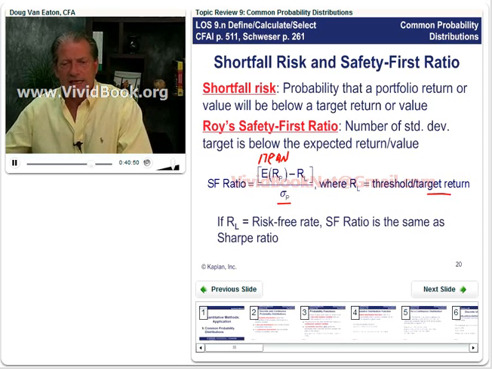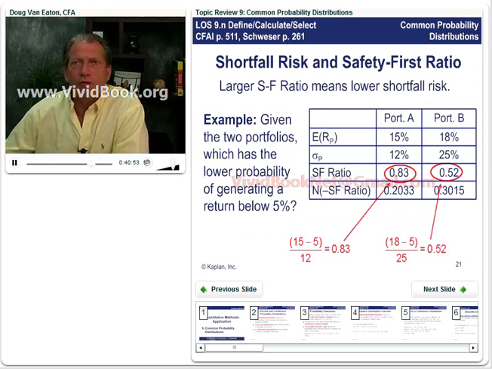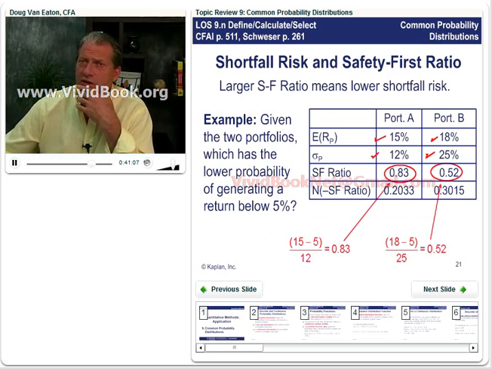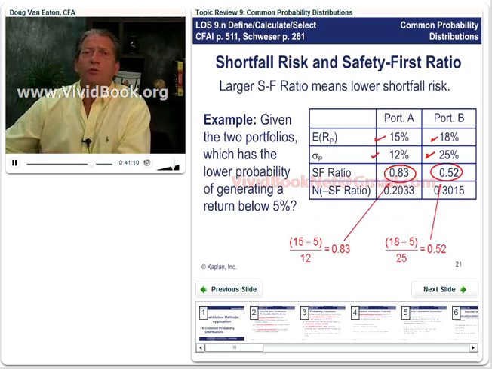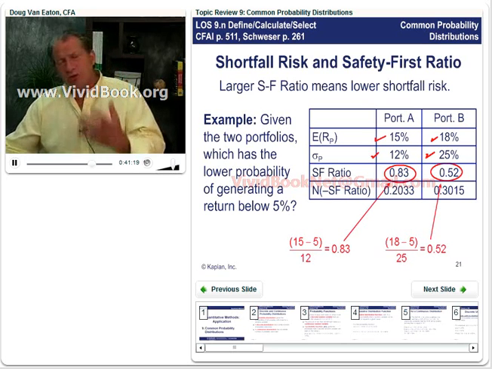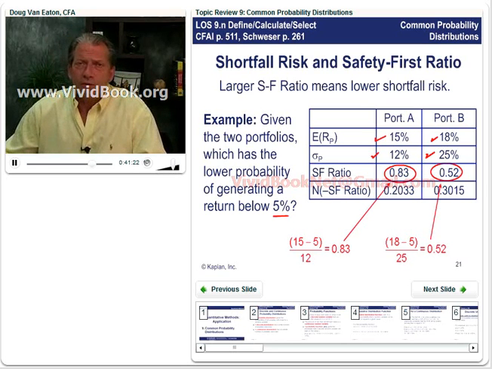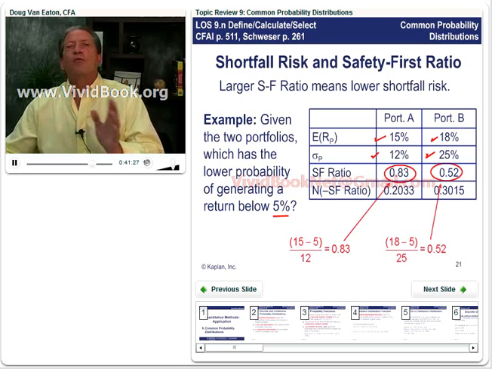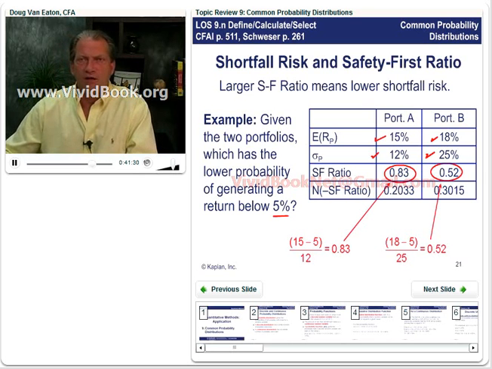Now, just to highlight that, let's take a look at an example. We've got two portfolios here, A and B, and A has an expected return that's lower than B's, but it also has less risk. And so how are we going to decide between them? Well, we had one measure earlier in quant. You had the coefficient of variation, and that's one way to do it. But here we'll do it with a safety first ratio. And we're going to put our target return as 5%. So using 5% and choosing the portfolio with the higher safety first ratio means we've chosen the portfolio that has a lower probability of returns below 5%.